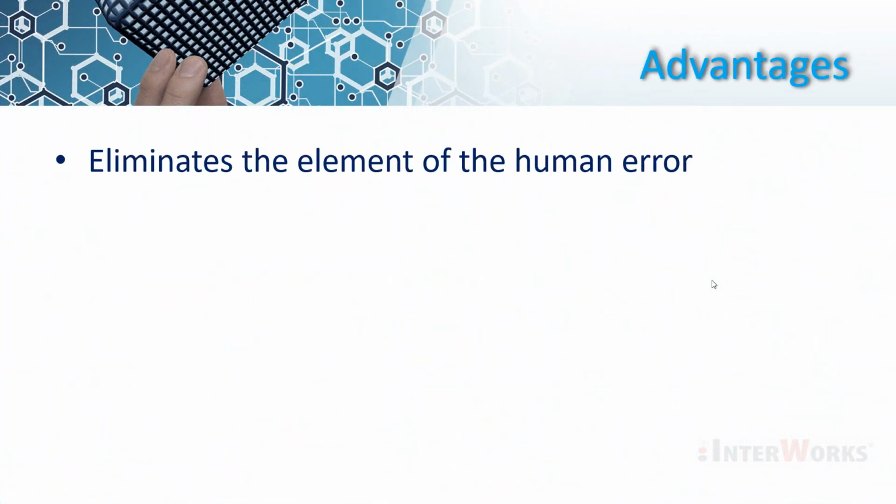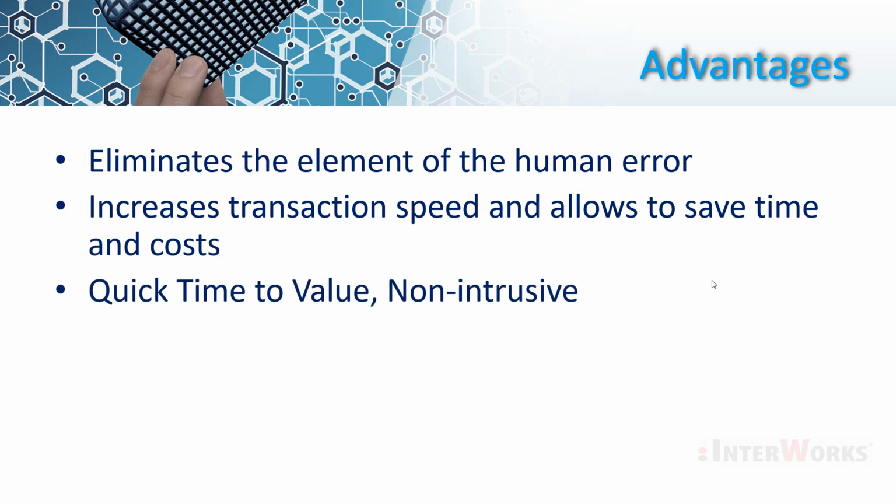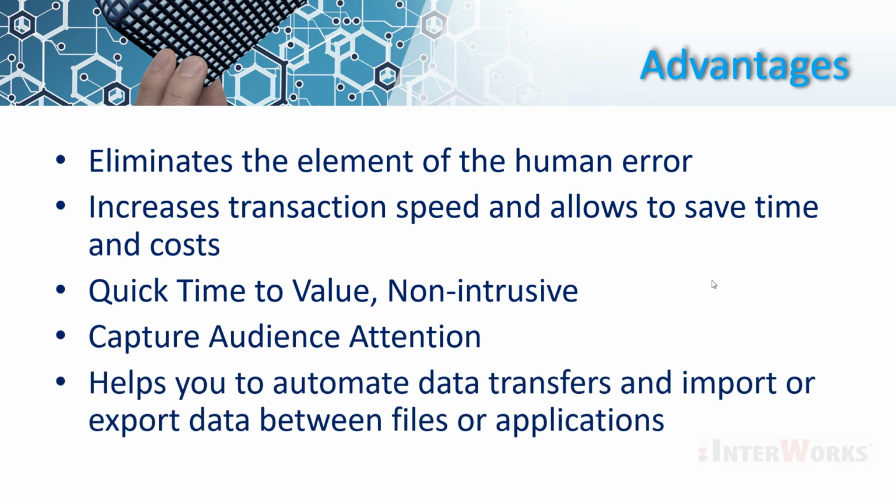These are the advantages of using Automation Anywhere. It eliminates the element of human error, increases transaction speed, and allows you to save time and costs. Quick time to value, non-intrusive, and helps you to automate data transfers and import or export data between files or applications.